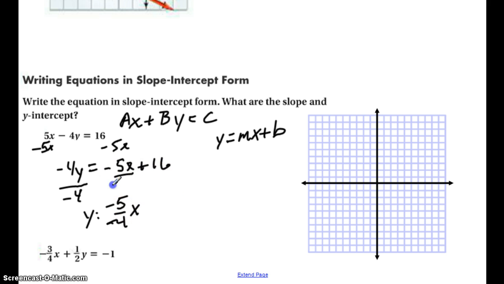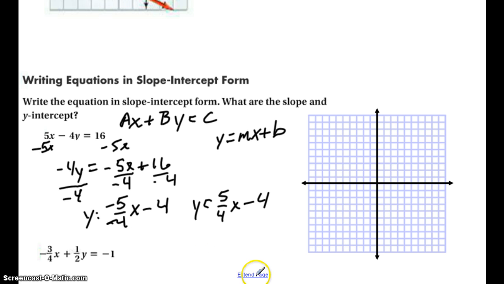And let's take a look at what that's going to look like. Watch those negatives, and we're going to have positive 16 divided by negative 4. That's going to leave us with negative 4. Now remember, a negative divided by a negative is positive, so to clean this up and make this look pretty, it's going to be y equals 5/4 x minus 4.